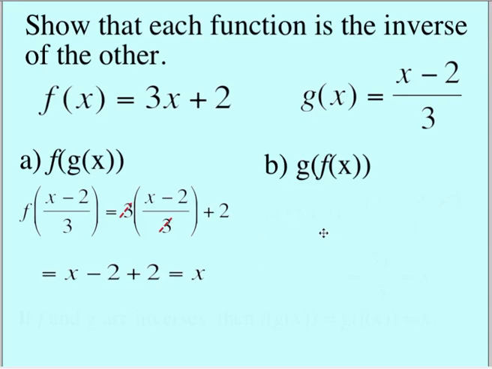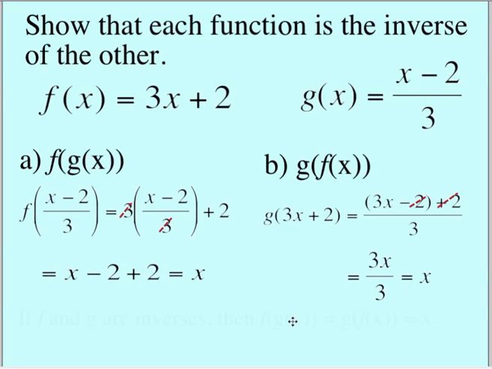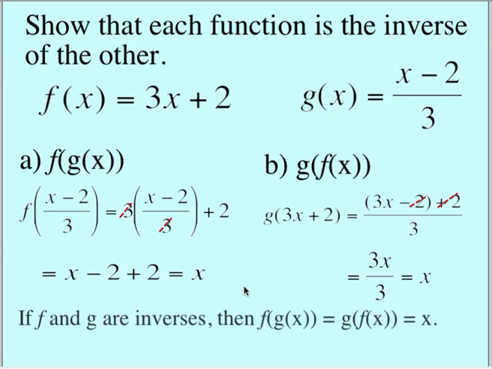So let's try the other way. If I do g of f of x, I'm going to take x, plug it into f. I get 3x plus 2. I'm going to take that and plug it into the g function. So then I get 3x plus 2 minus 2 divided by 3. When I simplify it, the minus 2 and the plus 2 cancel out, and then I'm left with 3x over 3, which simplifies to x. And so this is just saying if f and g are inverses, then f of g of x and g of f of x are equal, and they will both equal x.